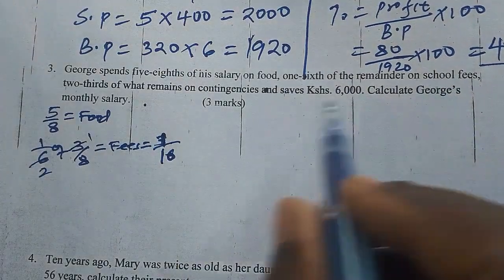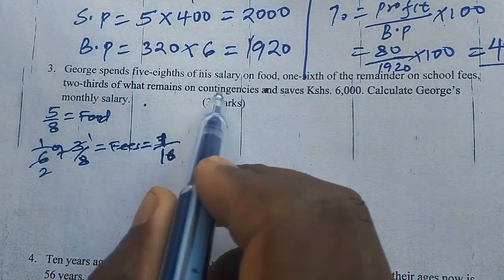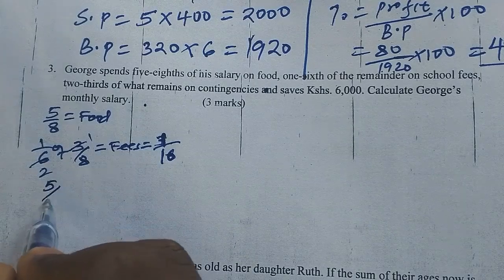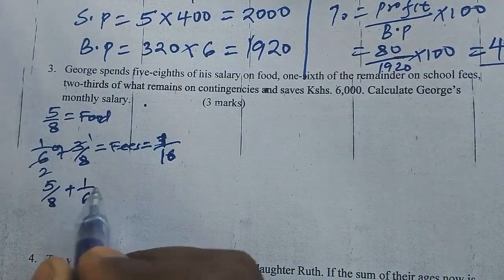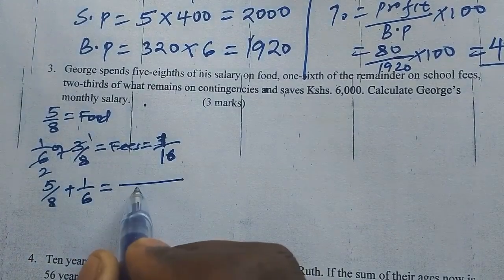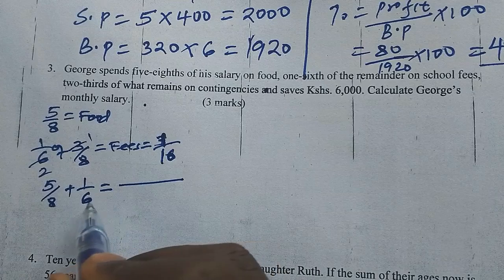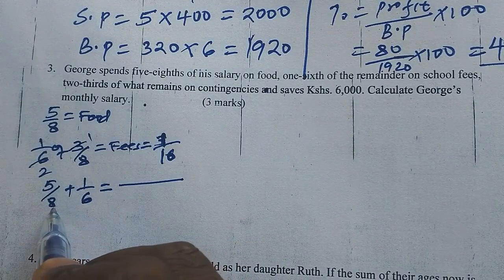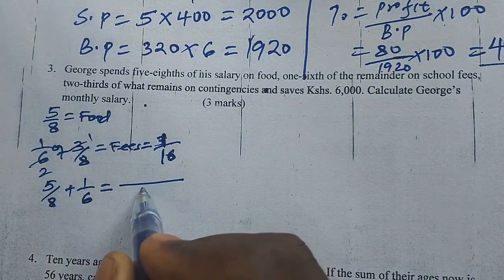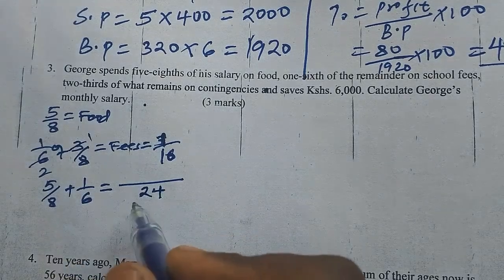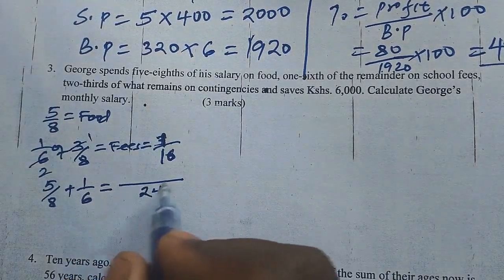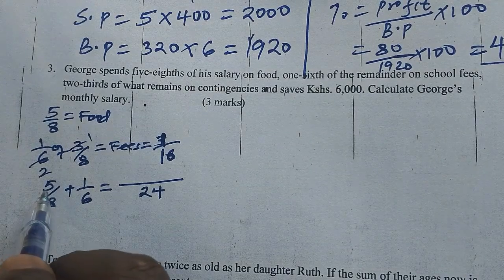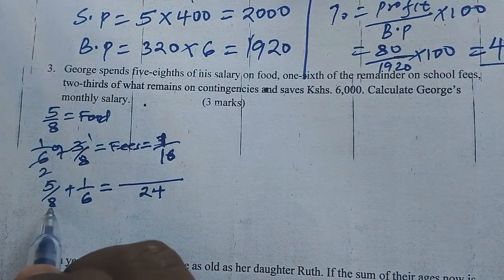And then 2/3 of what remained on contingencies. To get what remained, you add food and fees. So 5/8 plus 1/16 for fees. You get the LCM. The LCM is 16. Or you can use your calculator first and get the answer. So this one will be 16. 16 goes to 8 how many times? 2 times, 2 times 5 is 10, plus 1 is 11.